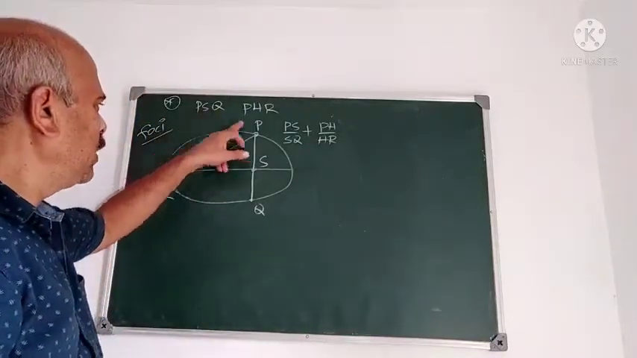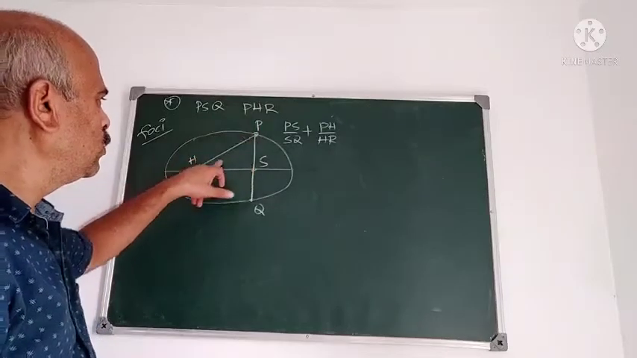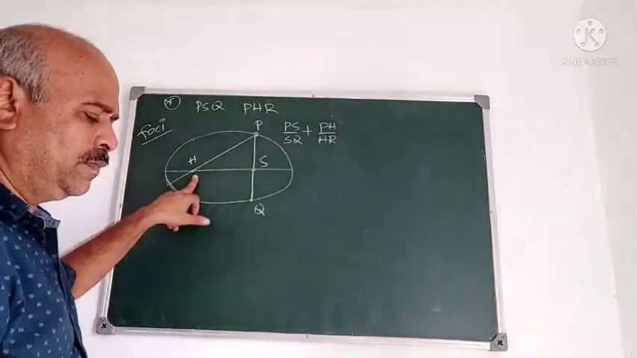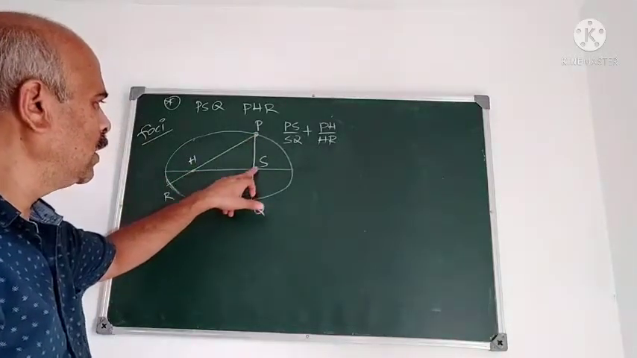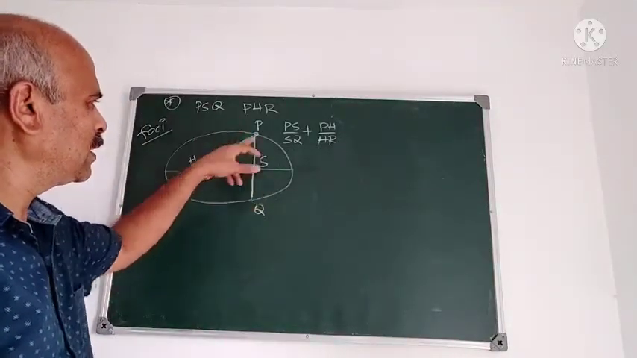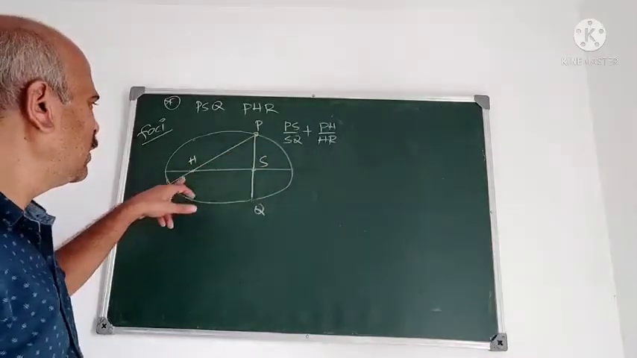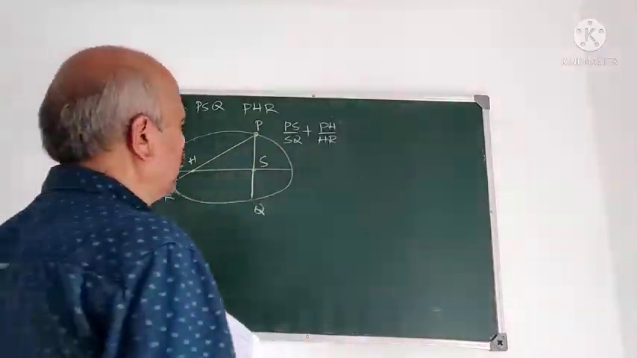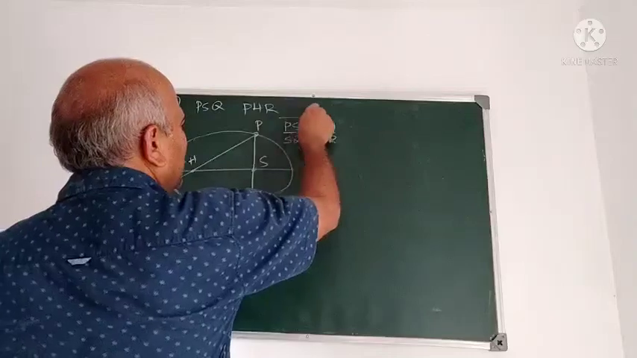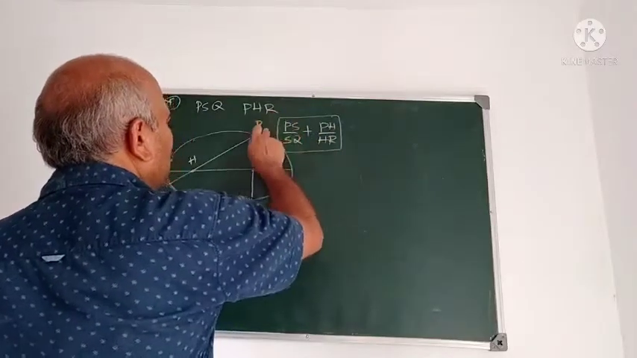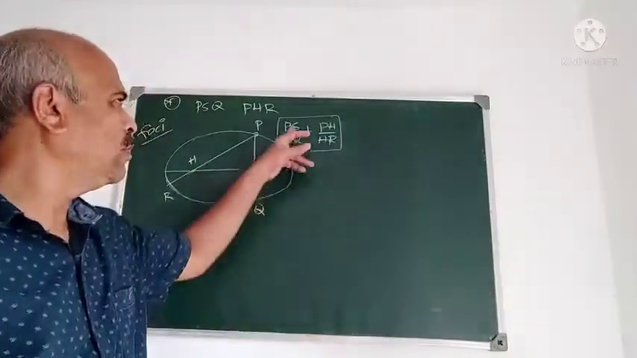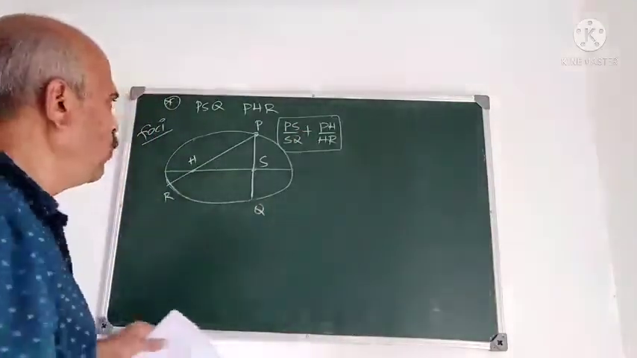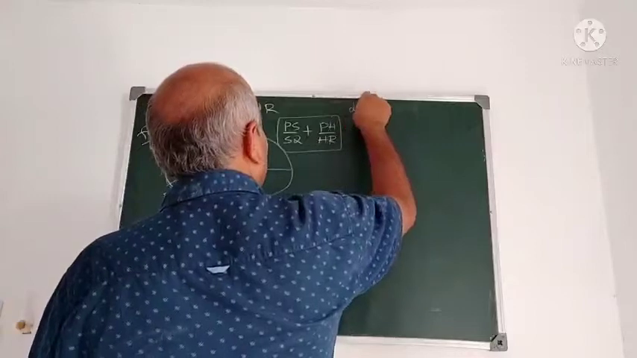Now what do you have to prove? PSQ and PHR are two focal chords, correct? A chord passing through the focus. It is not the latus rectum, maybe latus rectum also. Prove that this is independent of the point P, or it is constant. It does not involve P here, it is constant. For that, we start with this.